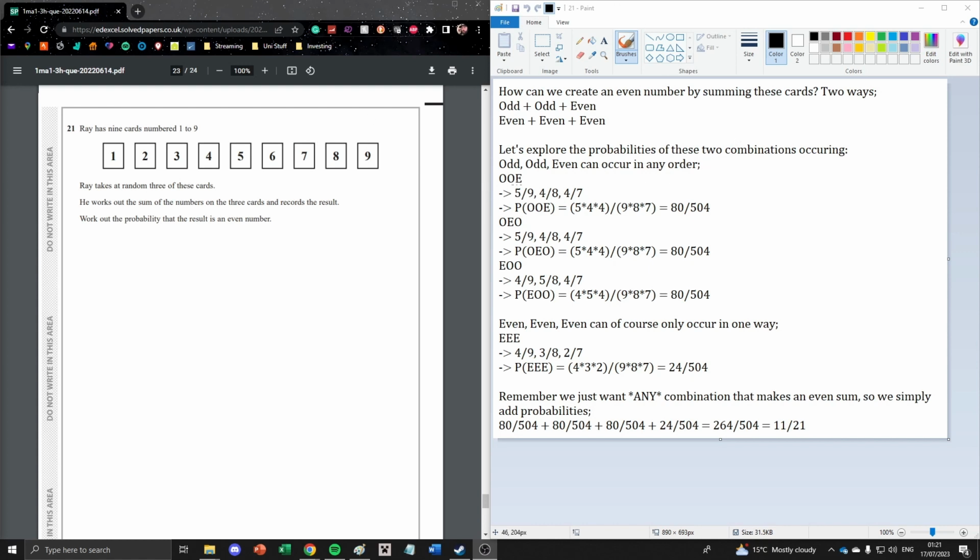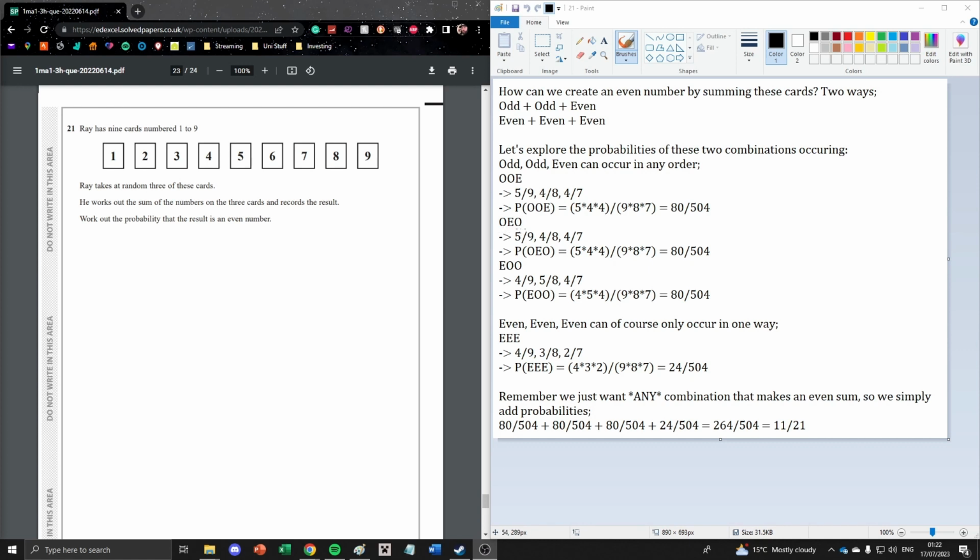So if we're looking at odd, odd, even, we can see initially there are 5 odd cards out of 9 total cards, so it's 5 out of 9 probability. Then we would be left with 4 odd cards and 4 even cards. So the probability of then taking another odd card is 4 out of 8. And then we'd be left with 4 even cards and 3 odd cards. So the chance of taking the even card then would be 4 out of 7. So obviously we assume these are independent events. And so to find the probability, we multiply these 3 fractions together and get 80 divided by 504.